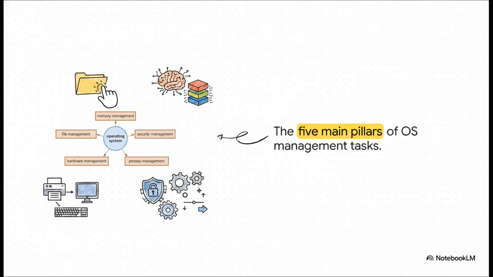Okay, so what exactly does an operating system do? Well, mapping it out visually, you can see it acts as the ultimate manager across 5 main pillars: memory management, file management, security management, hardware management, and process management. Every single time you drag and drop a file, stream a video, or print a document, the OS is quietly working behind the scenes across these 5 areas just to hide the staggering complexity of the hardware from you.